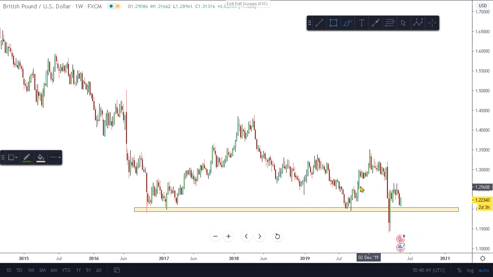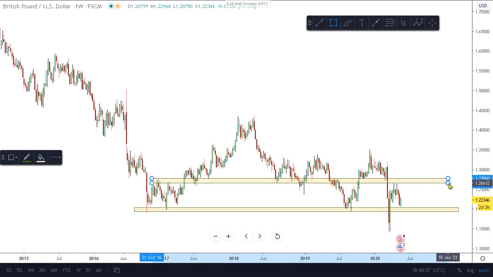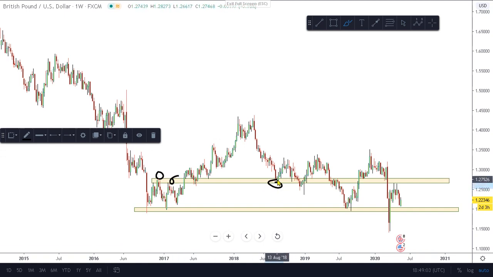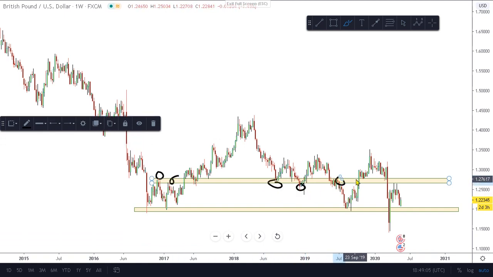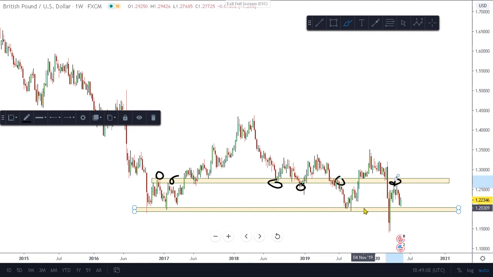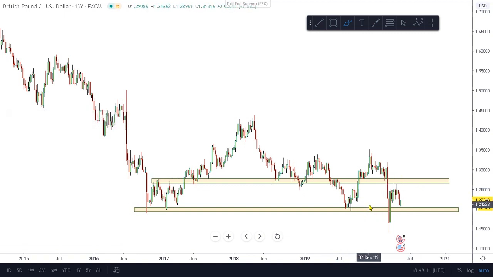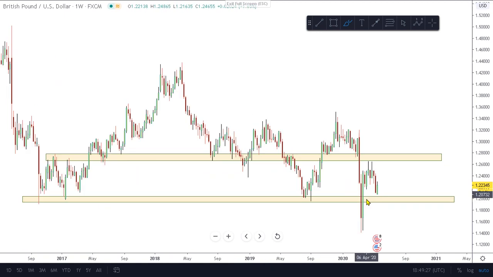And I'll draw one of the major resistances I can see like this. See, the price got rejected here. You can see that 1, 2, 3, 4, 5, and again this. So always look for the support and resistance for the weekly because those are really crucial if you are doing intraday or taking any long or short positions.